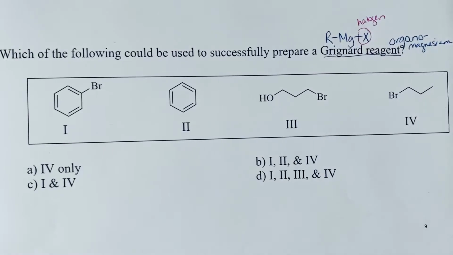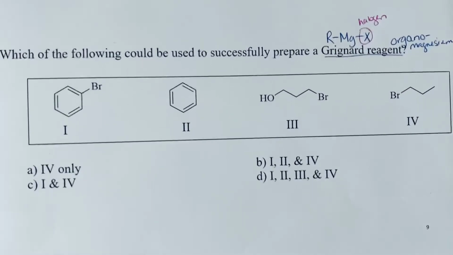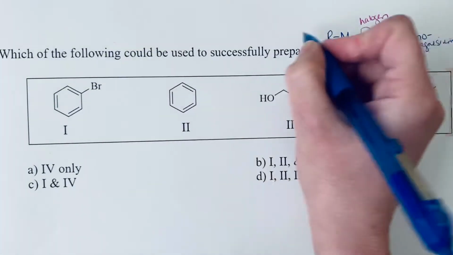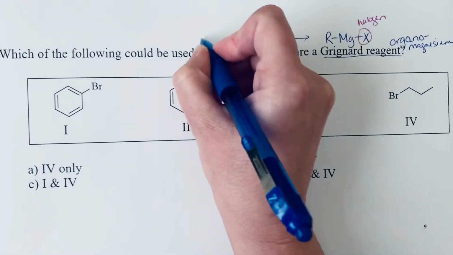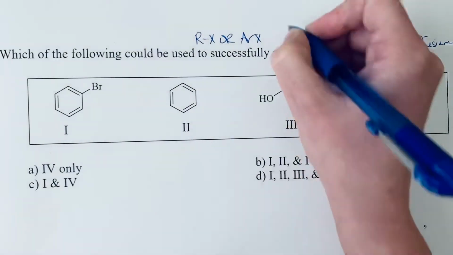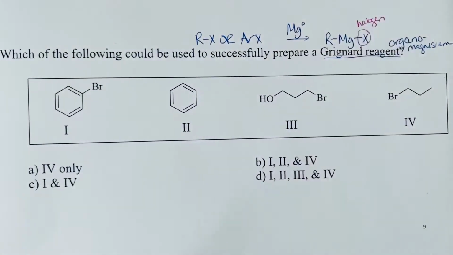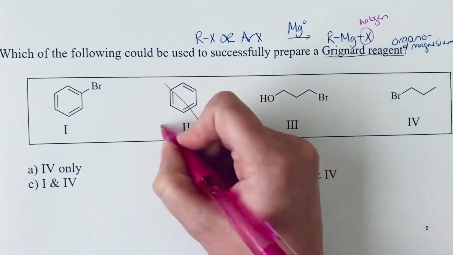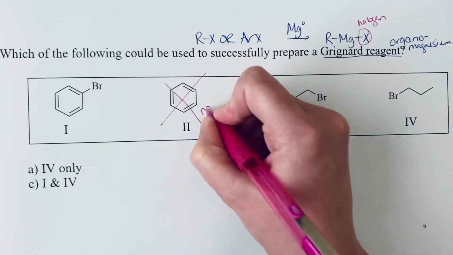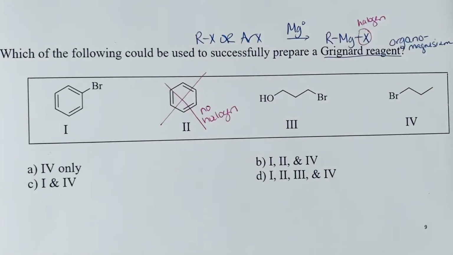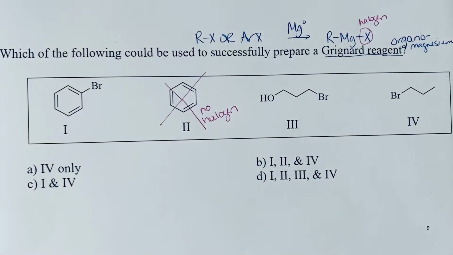Our Grignard reagents are formed by reacting magnesium with either an aryl halide or an alkyl halide. So you'd have to have RX or aryl X, and we react this with magnesium metal. We can right away eliminate option 2, and that's because we don't have a halogen. Now we want to look at what other restrictions we may have.